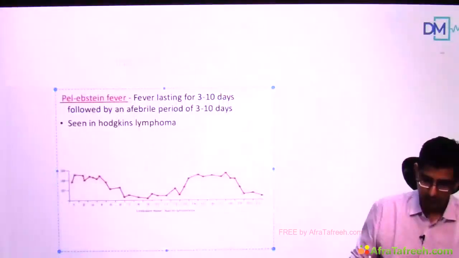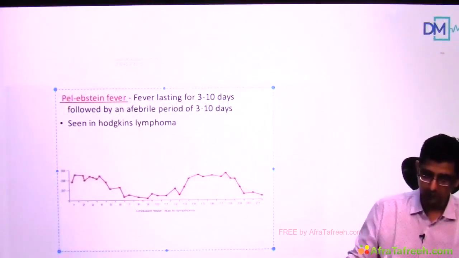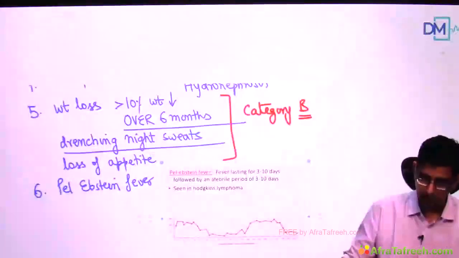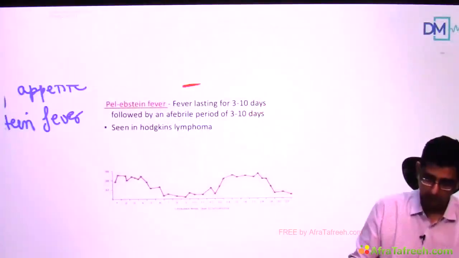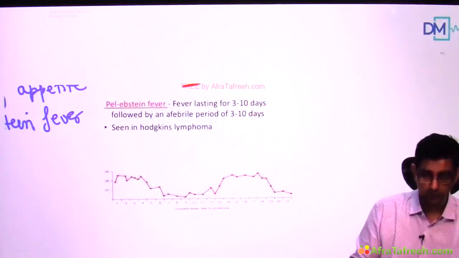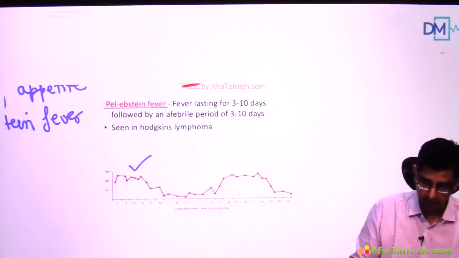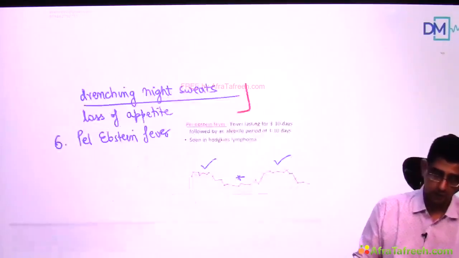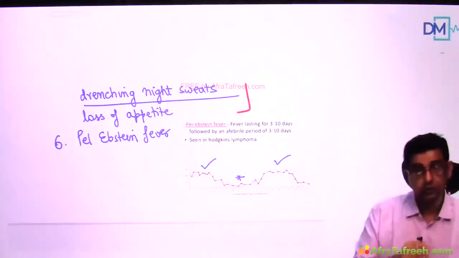As you can see in the figure, in Pel-Ebstein fever, the fever will be there for a few days and then the fever will disappear. So, as you can see in the figure, the fever lasts for a few days. He has fever for a few days, then he's afebrile, then again fever is there. So, this presentation of Pel-Ebstein fever is very classical of Hodgkin's lymphoma.